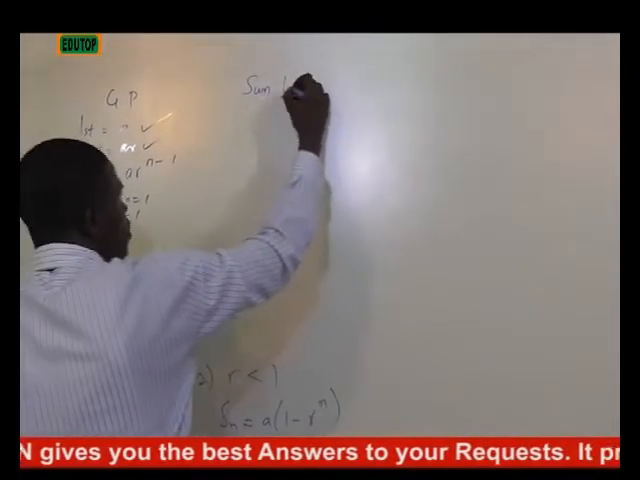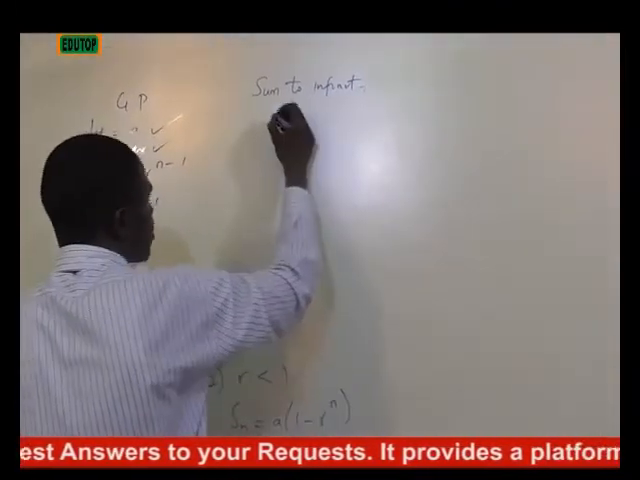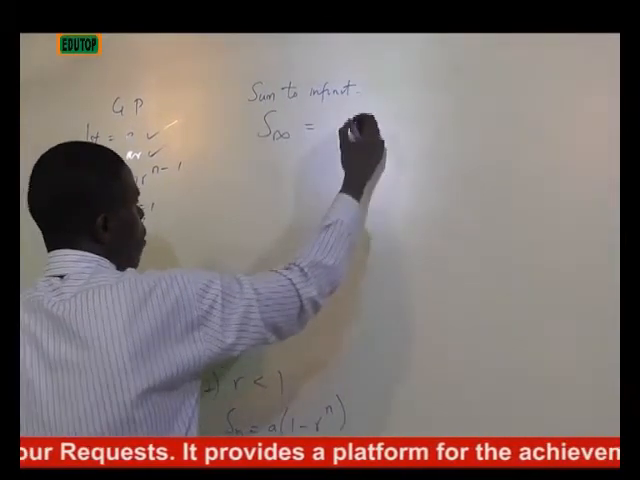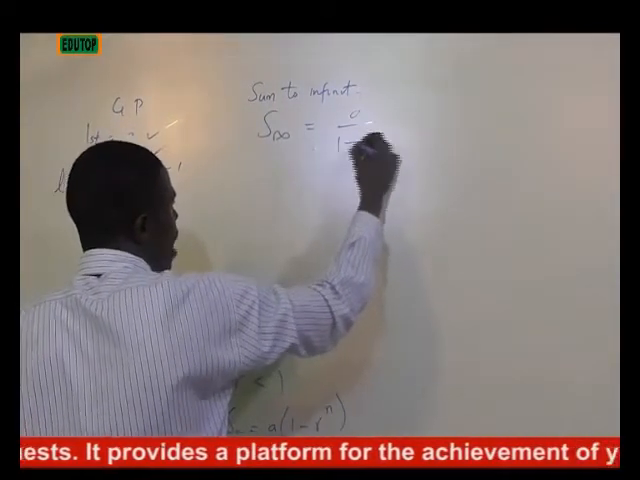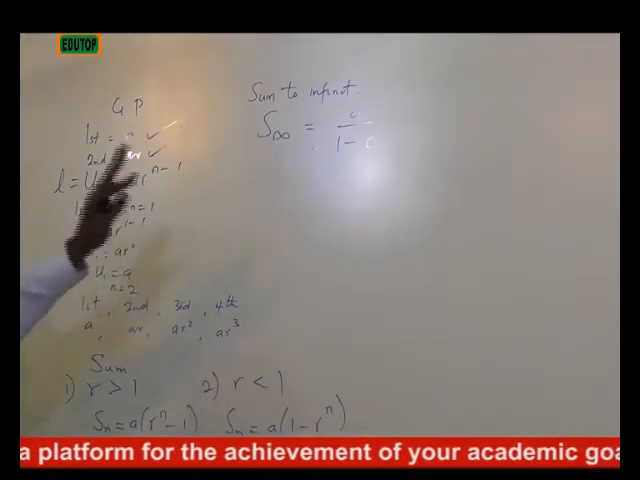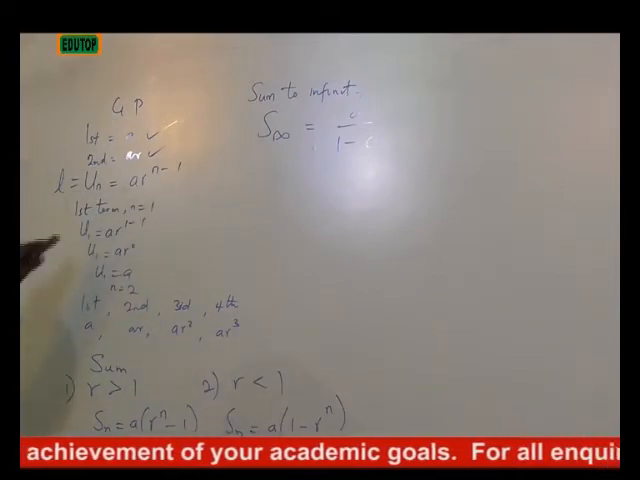We call it sum to infinity, and it's always denoted by S infinity, which has a formula of A over 1 minus R. So these are the fundamental formulae for any operation on GP.